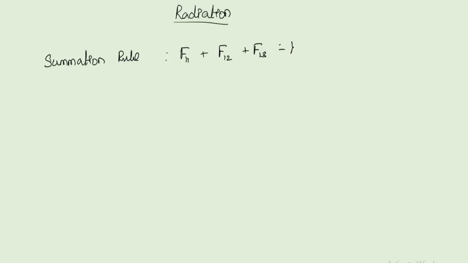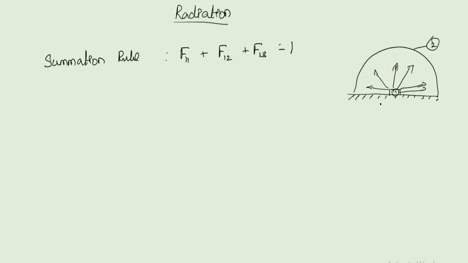I am explaining this with a small example. Now consider there is a surface, and this surface is insulated, and above this surface an object is placed, and a hemispherical enclosure is placed here. This is object number 1, this is object number 2. Now the object number 1 will emit radiation in all directions, right?